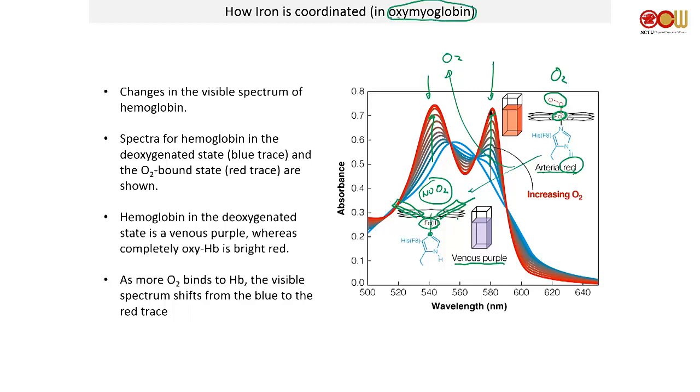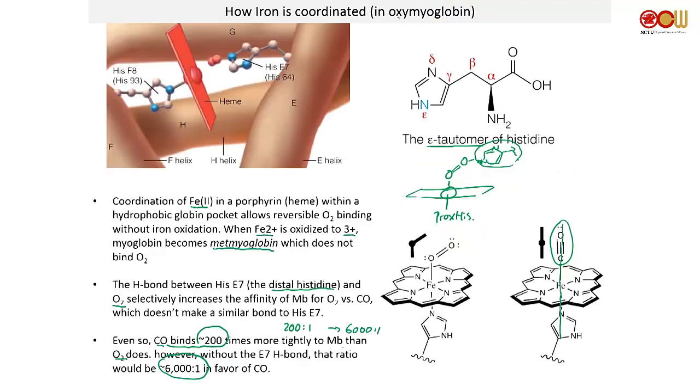Oxymyoglobin just means that it has oxygen. Deoxymyoglobin just means that it doesn't have oxygen. Should be very straightforward. Inside of this particular pocket, inside of this hemoglobin or myoglobin pocket, it's hydrophobic. Why is that? Because having this be hydrophobic prevents molecular oxygen, or excessive amounts of oxidizer, from coming in and oxidizing your iron.